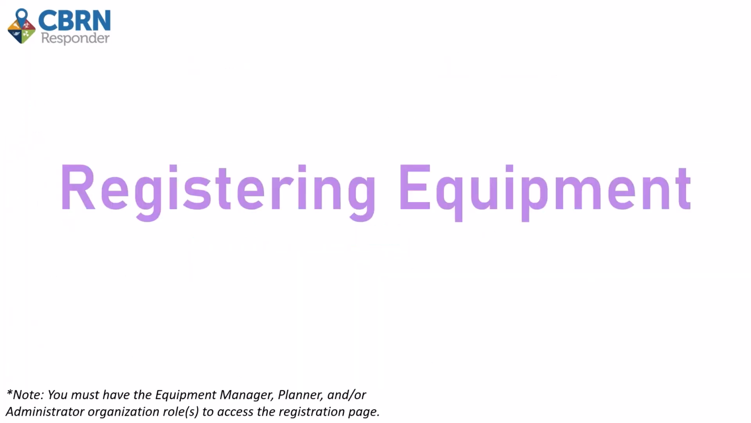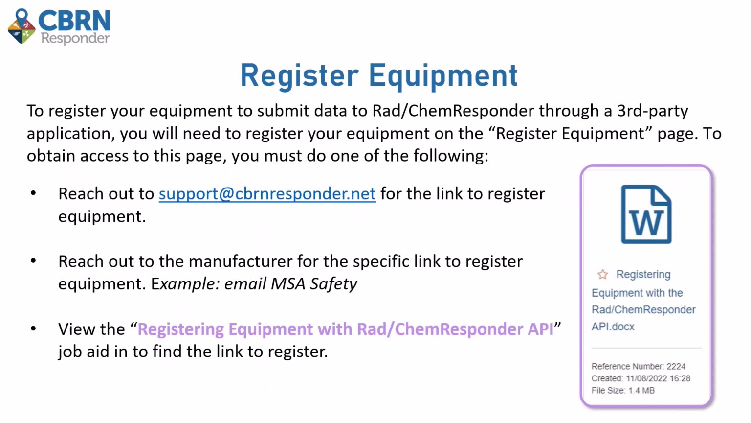So now for actually registering your equipment, you are going to need either the equipment manager, planner, or administrator role to access the registration page. If you remember from that checklist, there are 3 different ways that you can obtain the link to register your equipment. The first is going to be reaching out to us at support@cbrnresponder.net. Most of the time we will refer you to the registering equipment with Rad/ChemResponder API job aid that's found in our resource library.